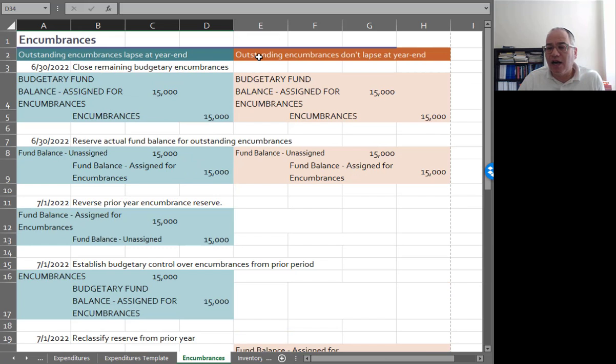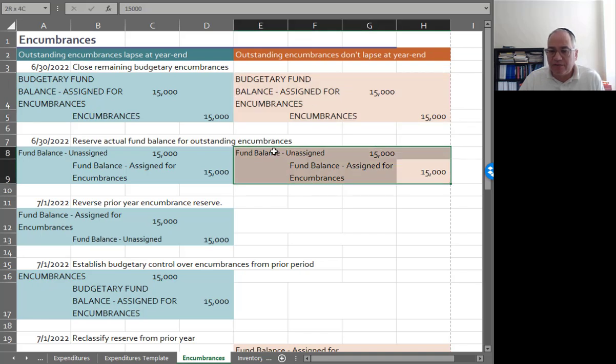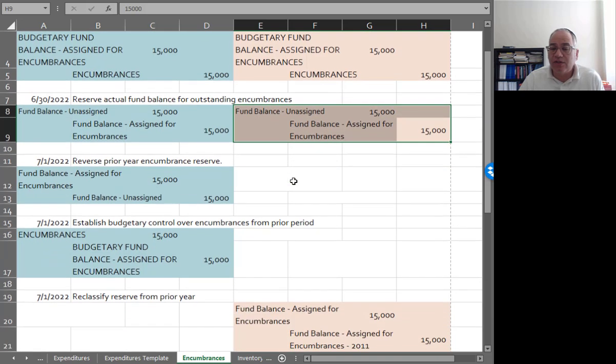Now, if outstanding encumbrances don't lapse at year end, what you're going to do is reverse your initial encumbrance, set aside a fund balance assigned for encumbrances, and then just leave it alone. So the encumbrance is no longer on the books, but you have a fund balance assigned for encumbrances, so you still do have something on your balance sheet.